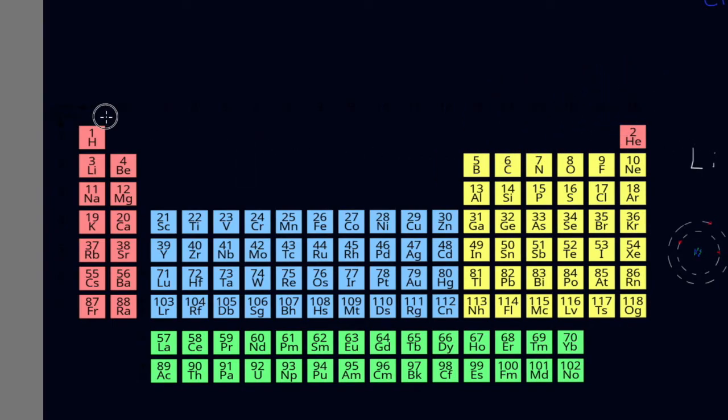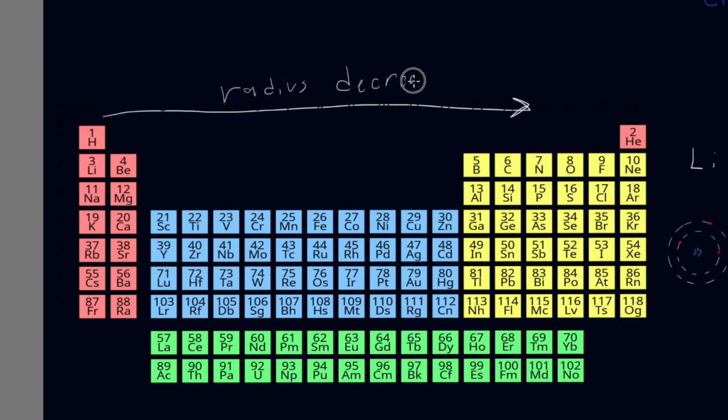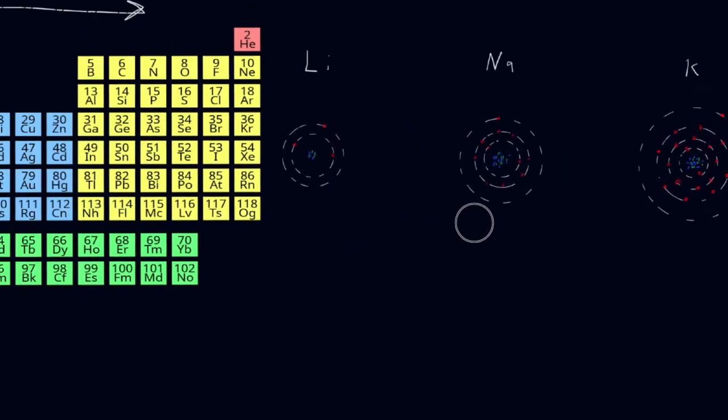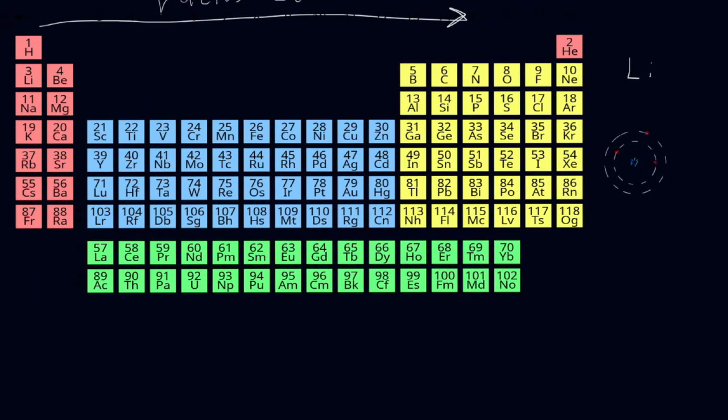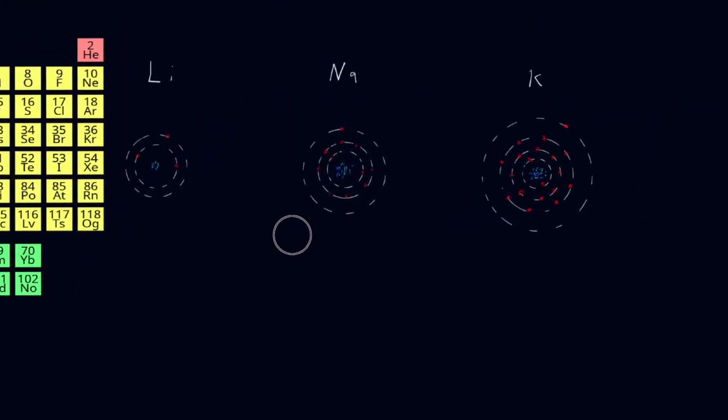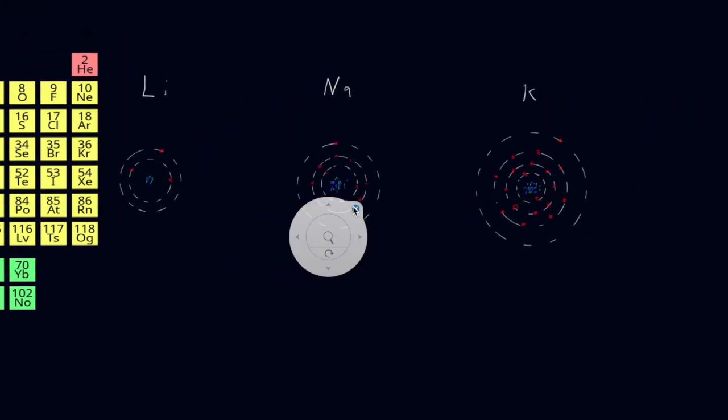And so across the top of this, our radius decreases. Okay? Well, what about going up and down? How's that going to be different? Well, here I've got lithium, sodium, potassium, and we can see that these are in my first column on the periodic table, and they are right on top of each other. What do you notice right off the bat about these?